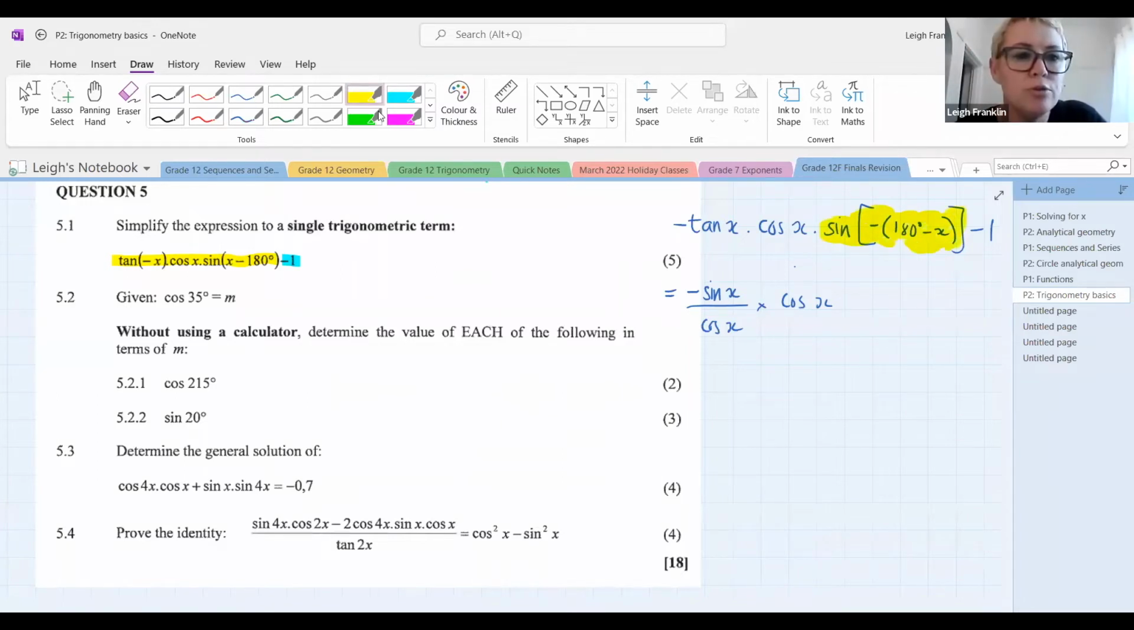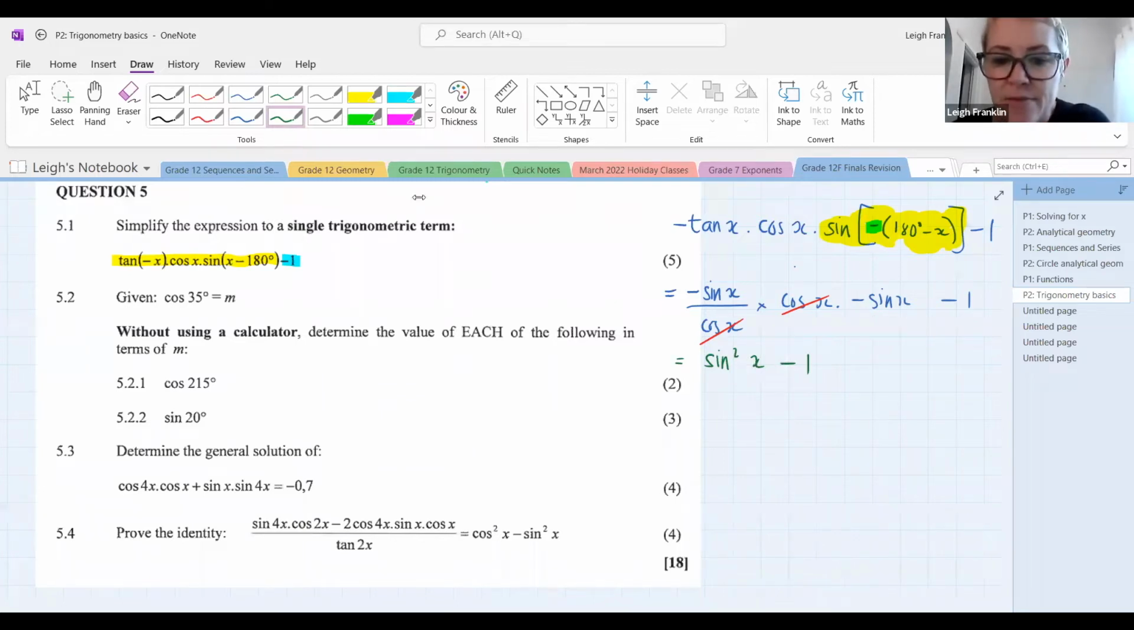Okay, so it would normally reduce to a positive because 180 minus x is the second quadrant, but we've got this negative in here. Okay, so this has to reduce to negative sine x. And then again, from that, we're going to take away our 1. So our cos's are going to cancel, aren't they? And a negative times a negative is a positive. So that's going to leave us with positive sine squared x minus 1.